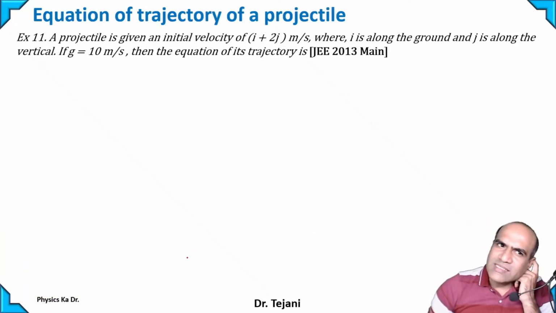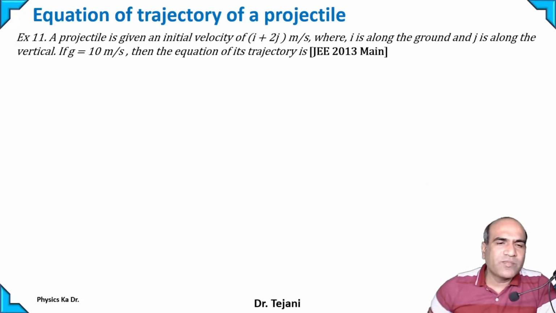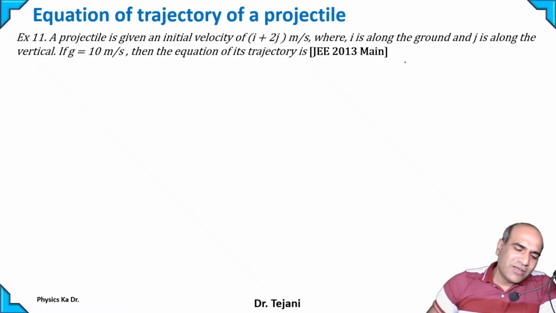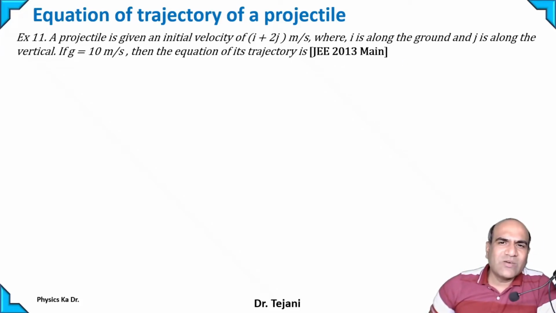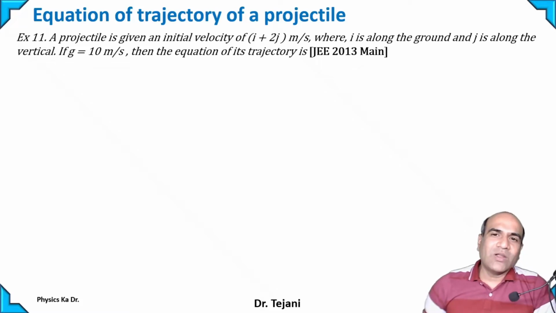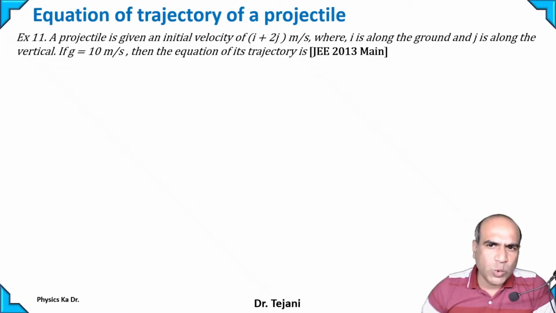We have one more example. Example number 11. It is from JEE 2013 Main. A projectile is given an initial velocity i plus 2j. Vector, you didn't teach us vector, so we have a separate session on vectors, not only one, we have several sessions on vectors. So I think you should search Physics Doctor and the components with vector. You will get all of your questions over there. But we will repeat here also some components which are required.